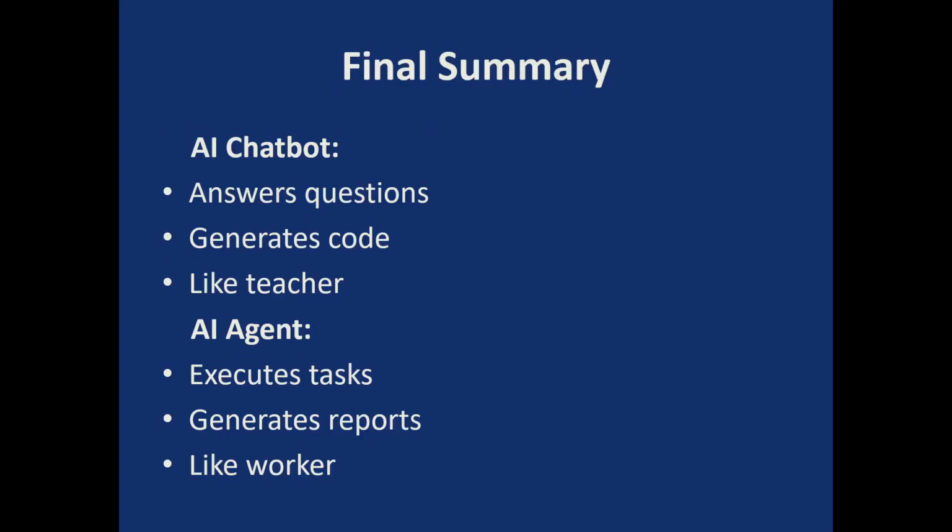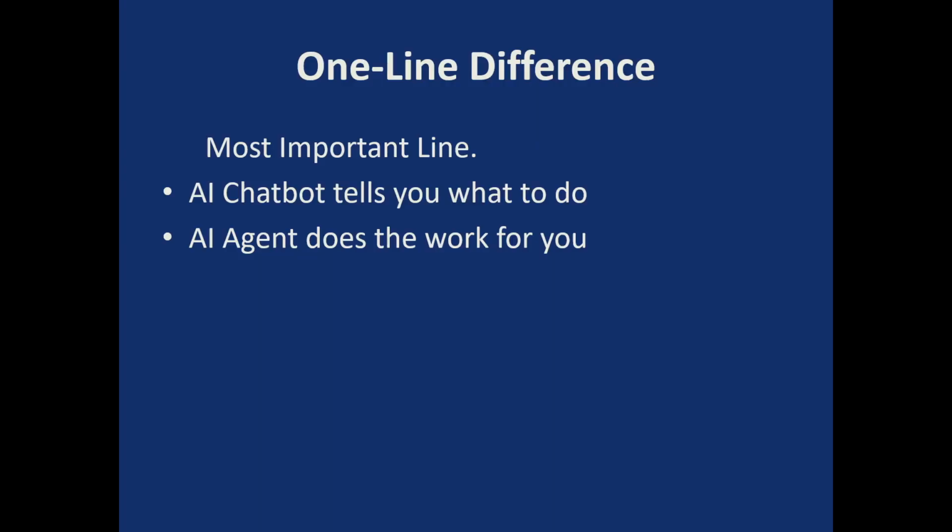So just to summarize: an AI chatbot answers questions, generates test cases, automation code and documentation. It is like a teacher. An AI agent completes tasks automatically. It can open the browser, execute testing and generate reports. It is like a worker. The best one-line difference, just remember this line: an AI chatbot tells you what to do, but an AI agent does the work for you.